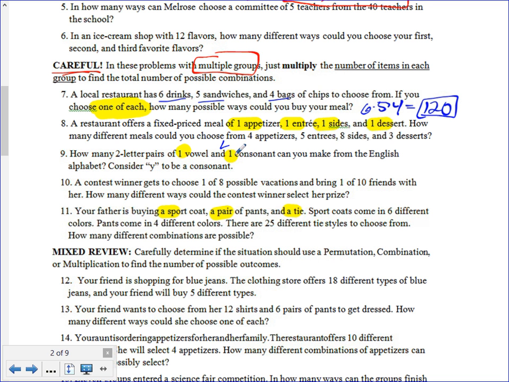We'll do one more together. How about number 10? No, my favorite one is number 9. How many 2-letter pairs of a vowel and 1 consonant can you make from the English alphabet? Consider Y not to be a vowel, but to be a consonant.